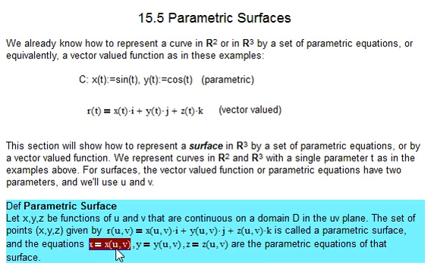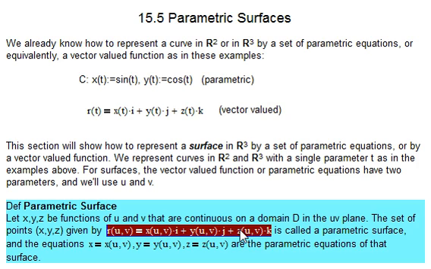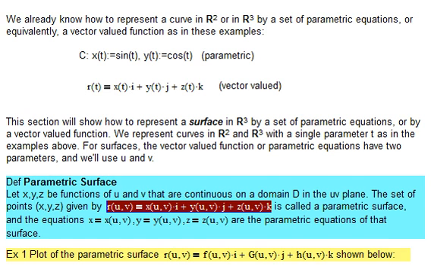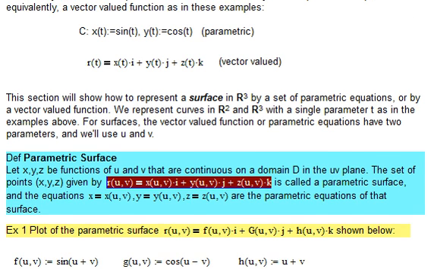And the equations, x equals x of u and v, y equals y of u and v, z equals z of u and v, are the parametric equations of that surface. So we can either represent it as a vector valued function with each of the components being a function of two variables, or we can represent it with a set of parametric equations. So that is what a parametric surface is, and let's have a look at one.